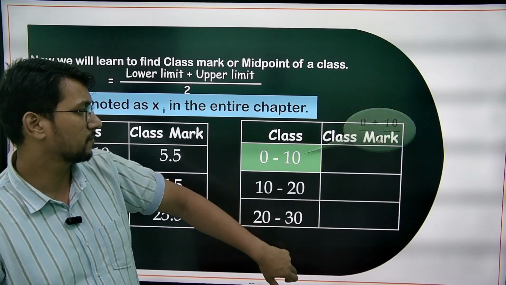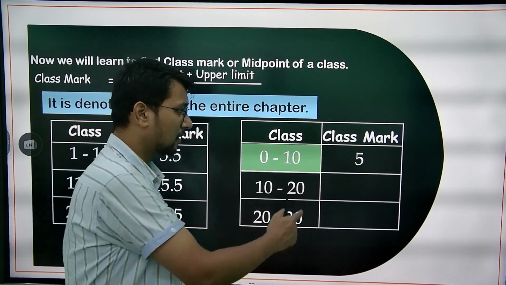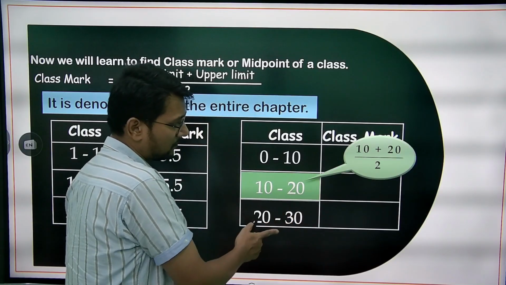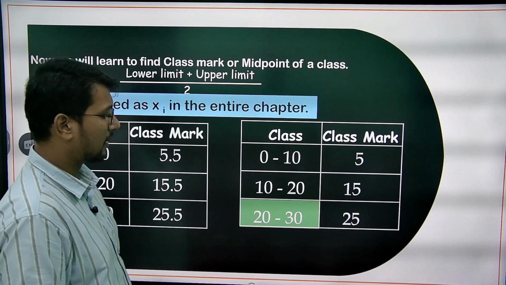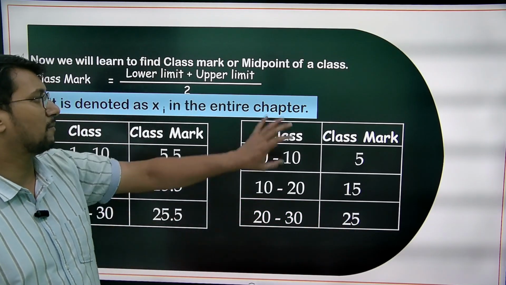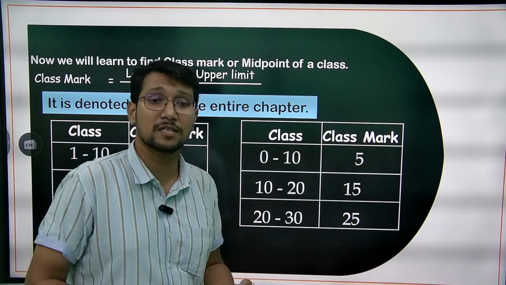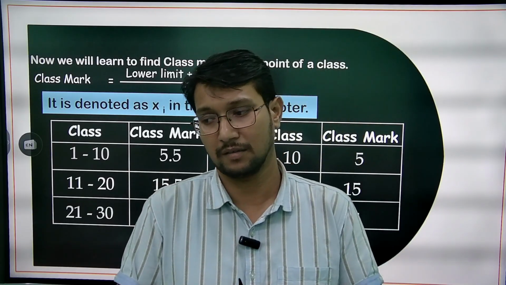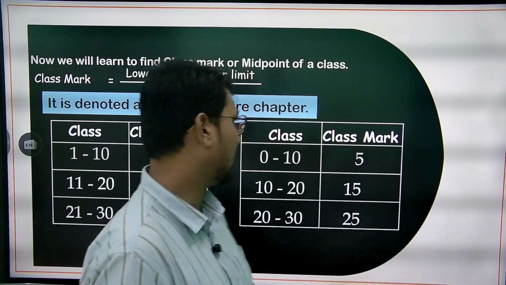Right, everyone? Have a look here. This is 5. Next, 10 plus 20 is 30, 30 by 2 is 15. And here 30 plus 20 is 50, 50 by 2 is 25. Clear? This is all about class mark. And why are we studying this? It is necessary for finding the mean. Class mark is required for that. Got it all?